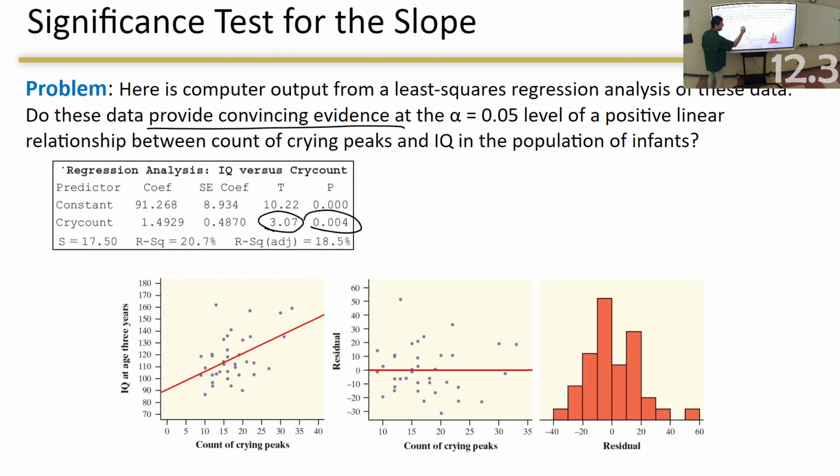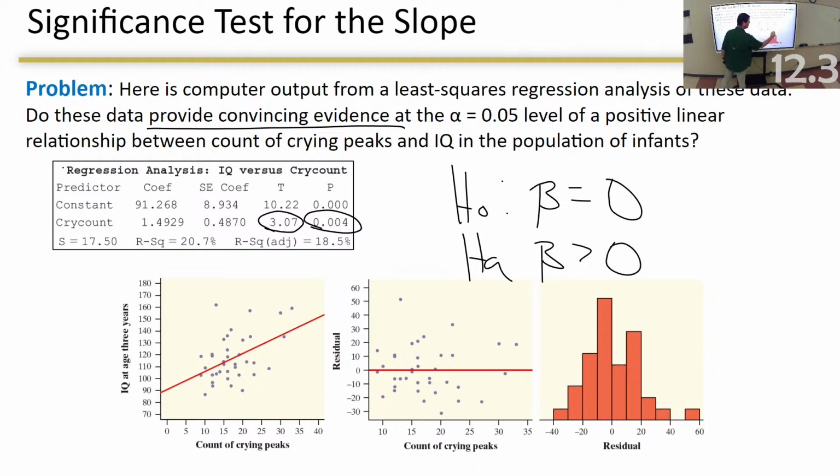This is the p-value. Listen to me. That is the p-value for a two-sided test. They want to know if there's a positive linear relationship. Ho, beta equals 0. Ha, beta is greater than 0. Beta is the true slope of count of crying peaks versus IQ at the age of 3. You got to make sure you tell me what the beta is.